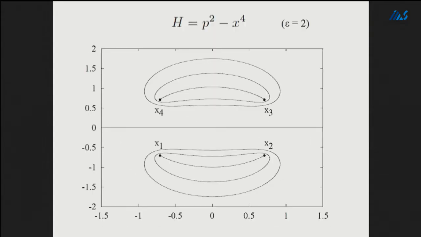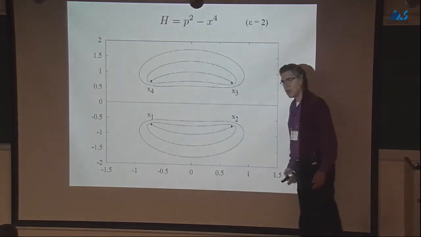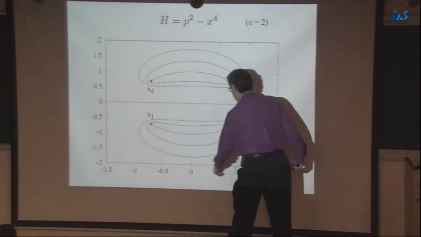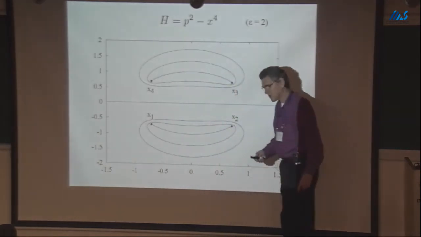And if you go to a p squared minus x to the 4 theory, you now have 4 turning points. You have a back and forth motion between the turning points, but the deformed ellipses look like this, okay? And now, if you try to understand how this upside-down potential behaves, what you need to do is to start in the complex plane and approach the real axis. And as you approach the real axis, what happens? These closed trajectories get bigger and bigger and bigger.